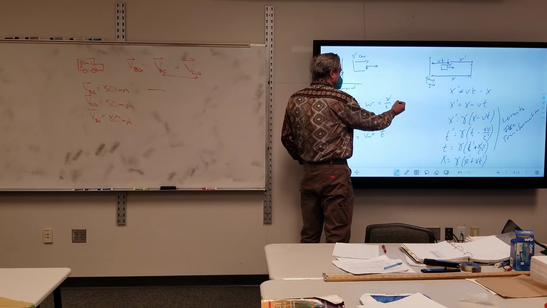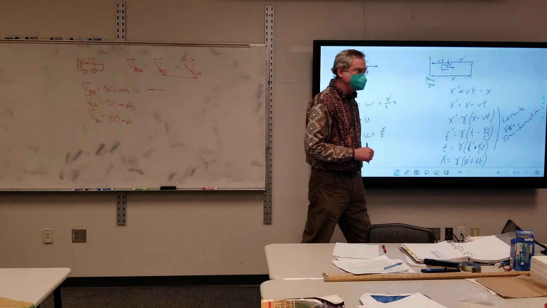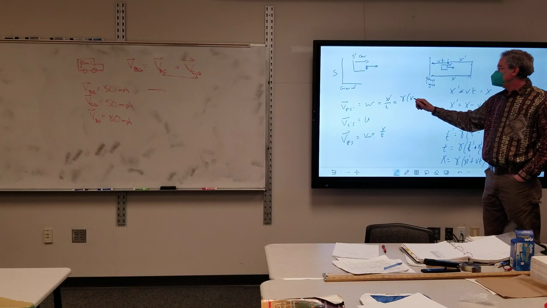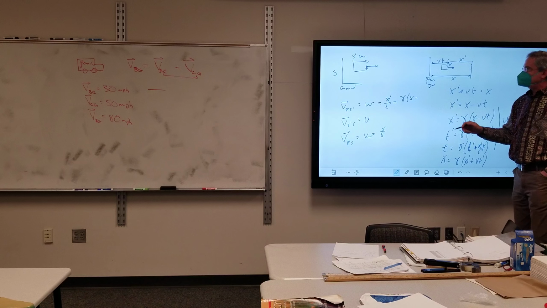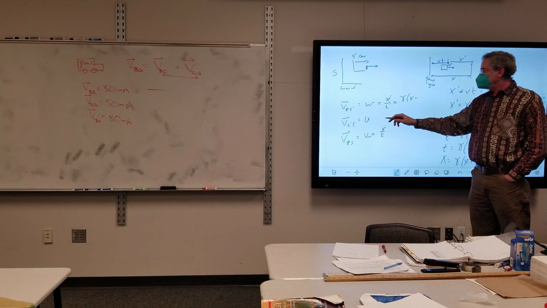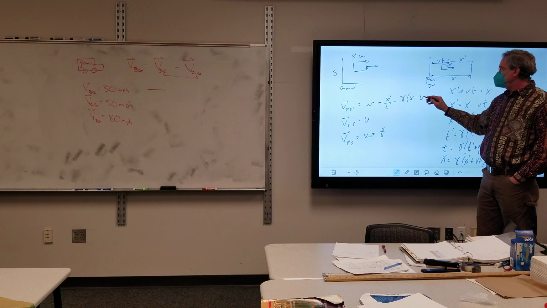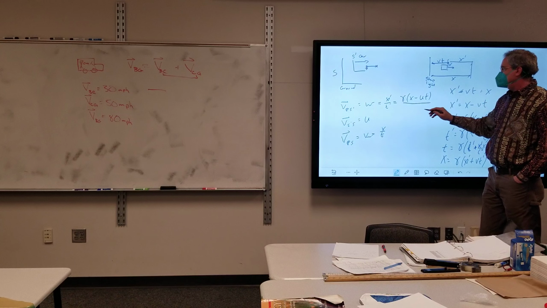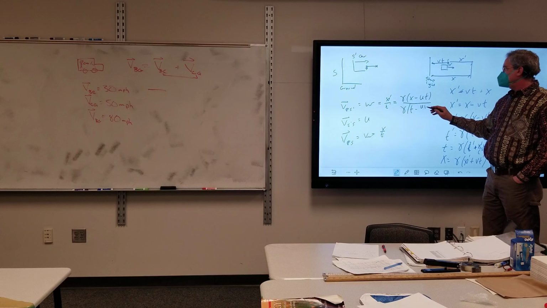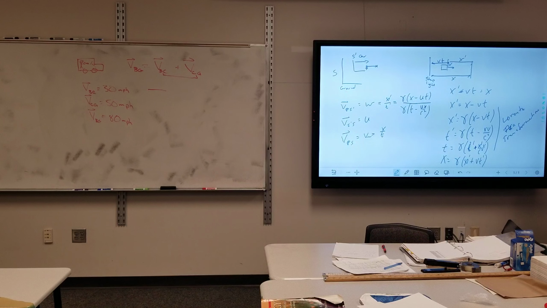So taking this into account, using the Lorentz transformations, this becomes gamma times (x minus how fast the prime frame is going relative to the S frame, so minus ut), and gamma times (t minus ux over c squared). Questions so far?